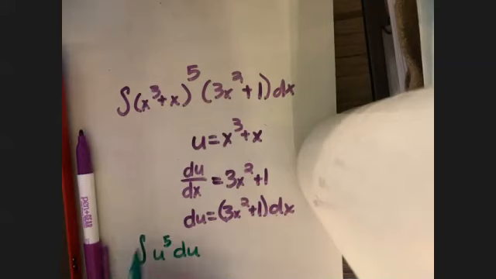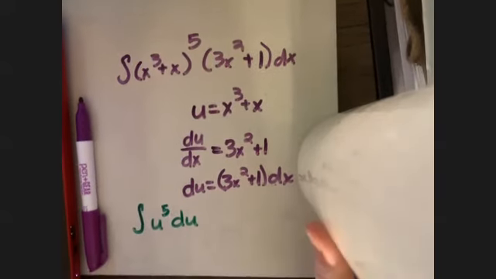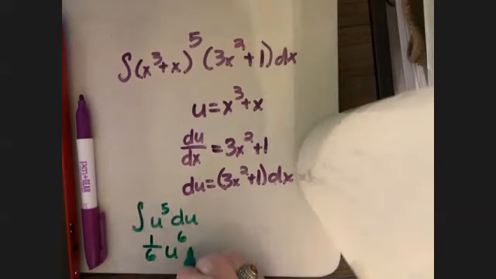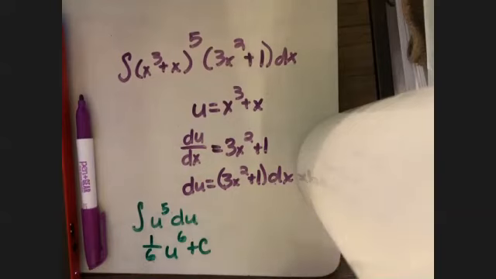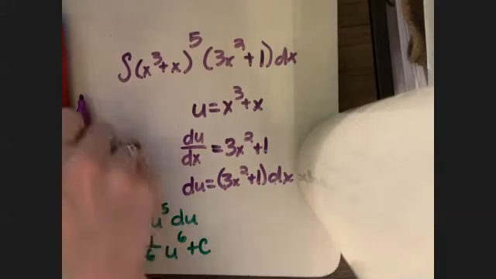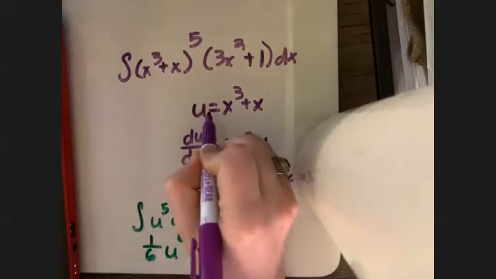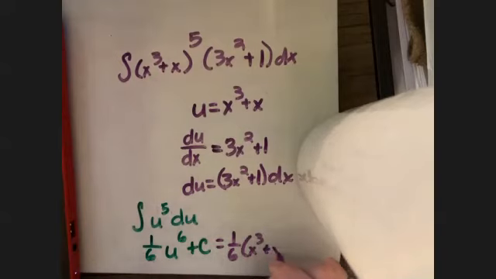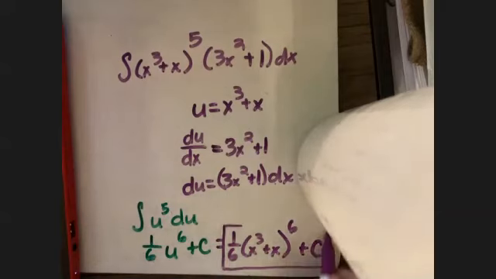Now, if I integrate this, we know that this integrates back up to 1 over 6 u to the sixth plus a constant. And then we push this backwards and we re-put the u back in place. So it'd be 1 over 6 times x cubed plus x to the sixth plus c, okay? And this winds up being our answer.